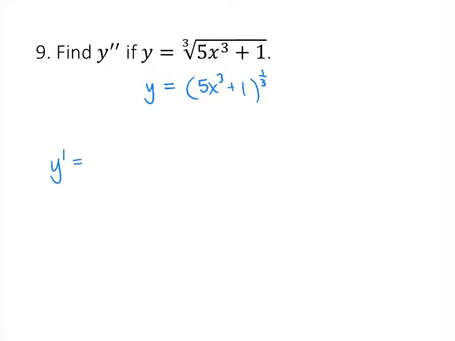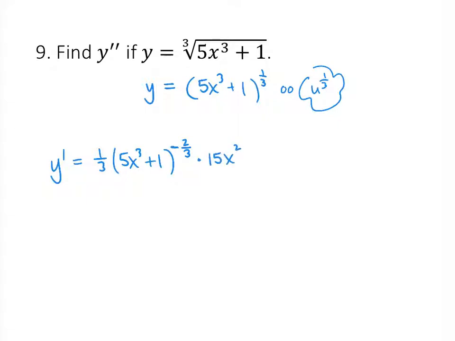So y prime, if we think of this as u to the 1/3, the derivative is going to be 1/3, and then we take that exponent and subtract 1. And when we subtract 1 from 1/3, what we end up with is negative 2/3. But then we have to multiply by the derivative of that inside function, multiply by the derivative of u, which is going to be 15x squared.